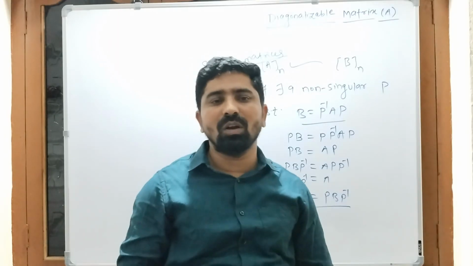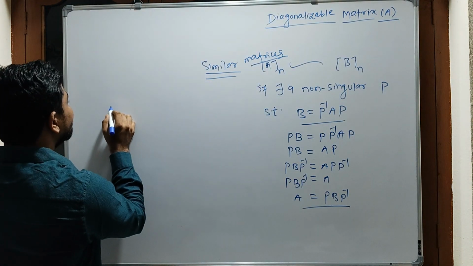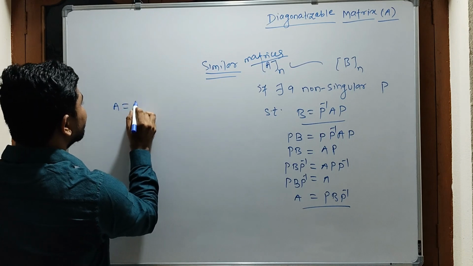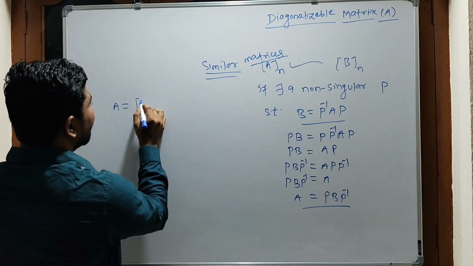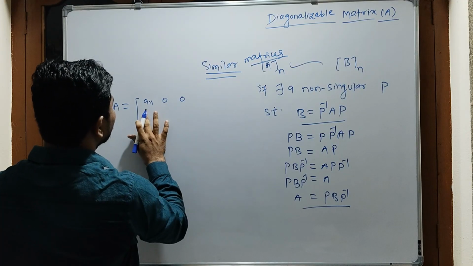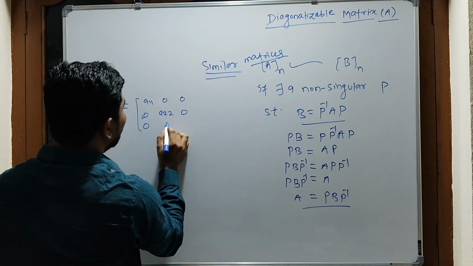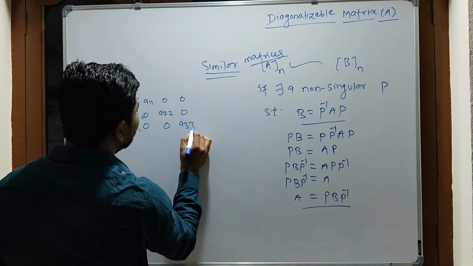Now what is meant by a diagonal matrix? All of you know a matrix. For example, let's say this is matrix A. Here I will write a11, 0, 0, then 0, a22, 0, and 0, 0 and a33.